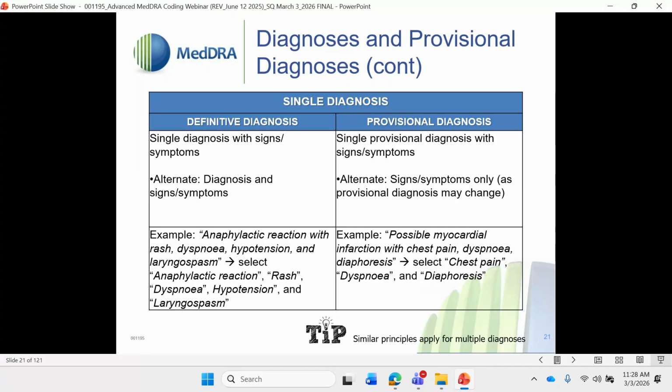Now, the alternate option for provisional diagnosis is to only code the signs and symptoms. So in the example of the possible myocardial infarction with all the signs and symptoms, the alternate option is to forget about coding the provisional diagnosis, but just capture what was actually experienced: the chest pain, the dyspnea, and diaphoresis. And of course, depending on the nature of the data you collect and the types of analysis you do, you can choose to do either the preferred option, which was on the previous slide, or the alternate option.